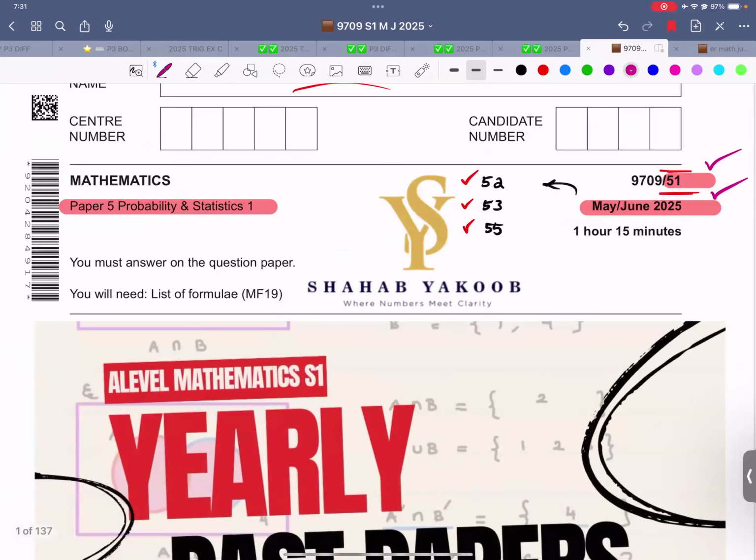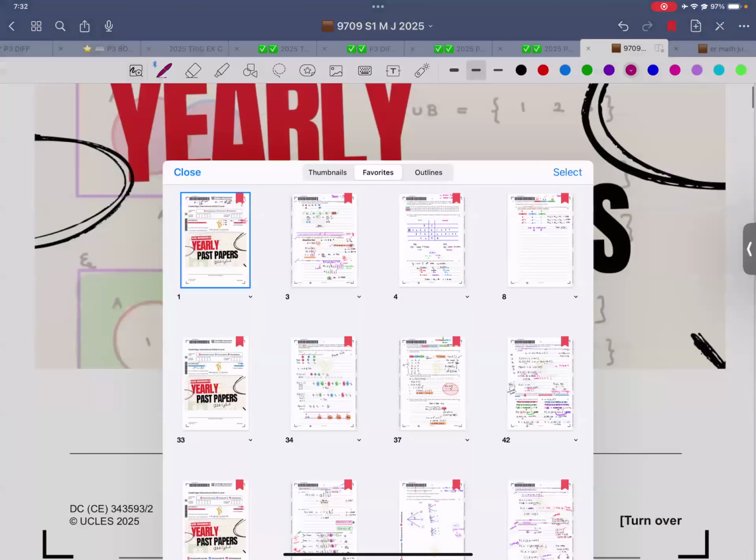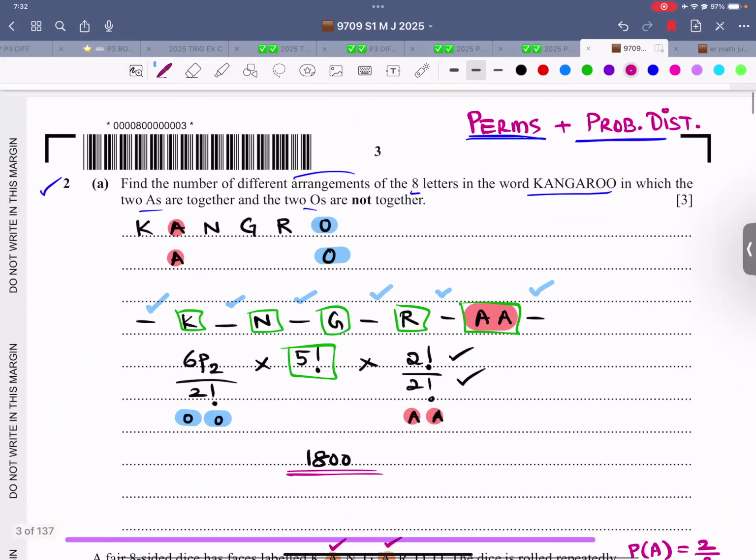This is the first variant, 5-1. Let me look at which questions I have selected. Let me first focus on this one. It says, find the number of different arrangements of the 8 letters of the word kangaroo in which the 2 A's are together and the 2 O's are not together.